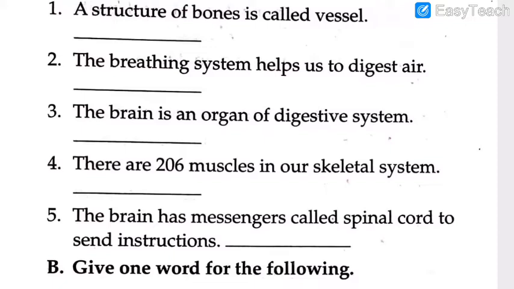1, 2, 3, 4, 5 and 6. Okay. Number 4. There are 206 muscles in our skeletal system. Okay, find out which word is not right and find out which word is right instead of that. Your time starts now.